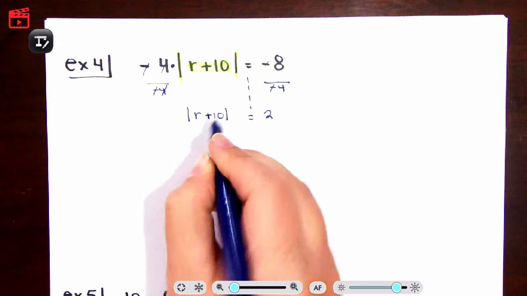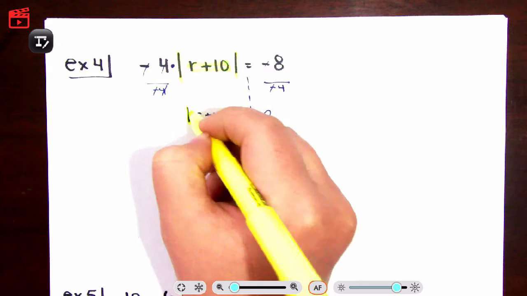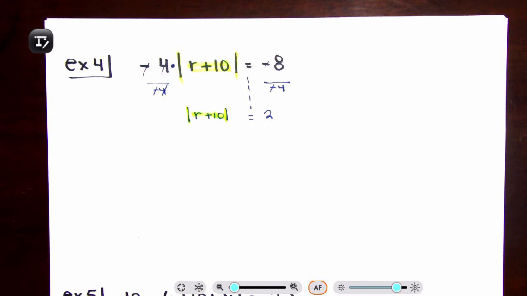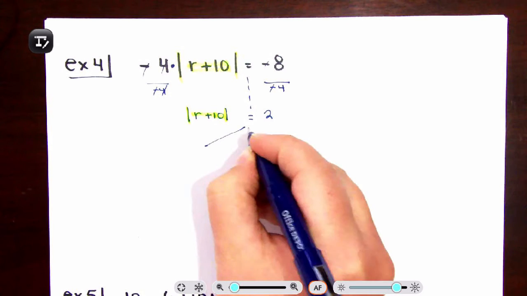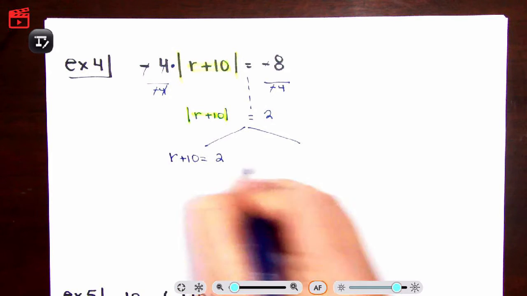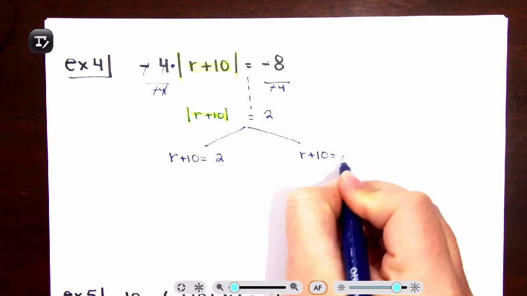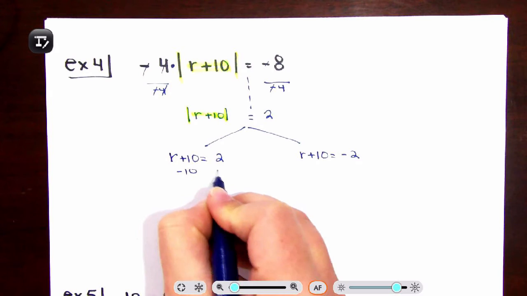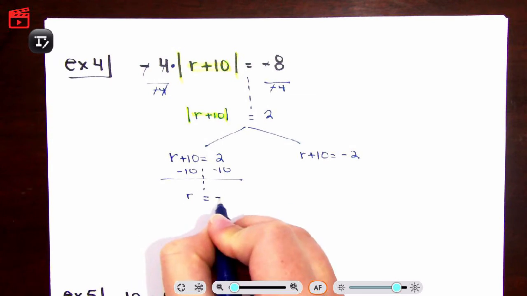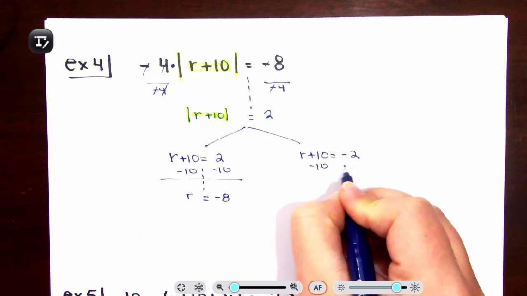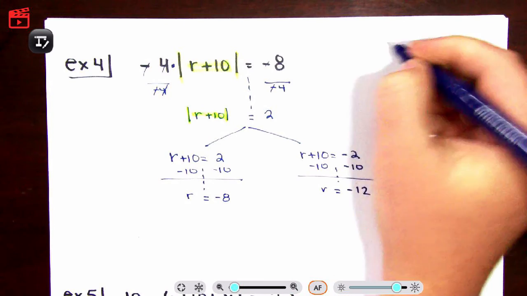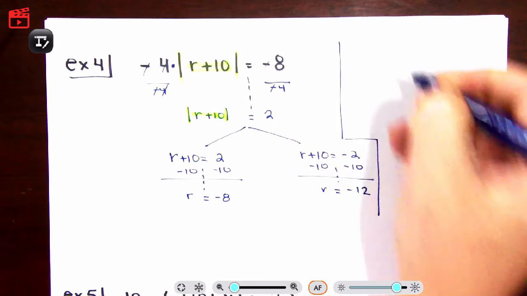Now we do our check. Absolute value, here's my isolated absolute value, is equal to 2. Since 2 is positive, we can now continue to step number 2 and create two separate equations, which is r plus 10 is equal to a positive 2, and r plus 10 equal to a negative 2. I'm going to subtract 10 from both sides, getting that r is perhaps equal to a negative 8. Here, once again, I'm going to subtract 10, and once again, I get a potential answer of r equals negative 12. How do we know if it's actually the answer? We're going to have to do our check.